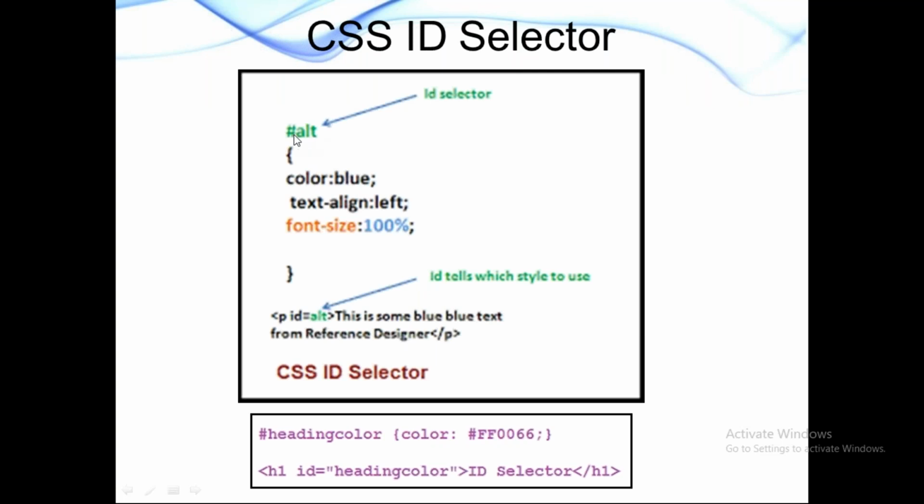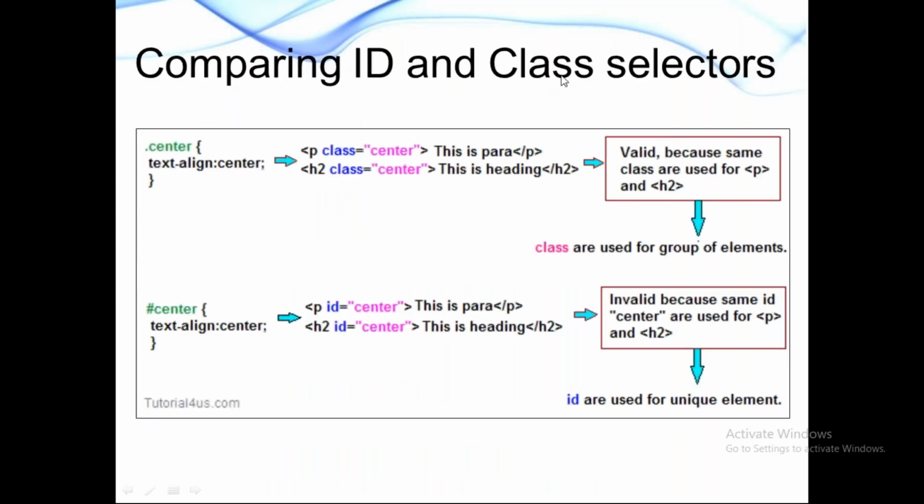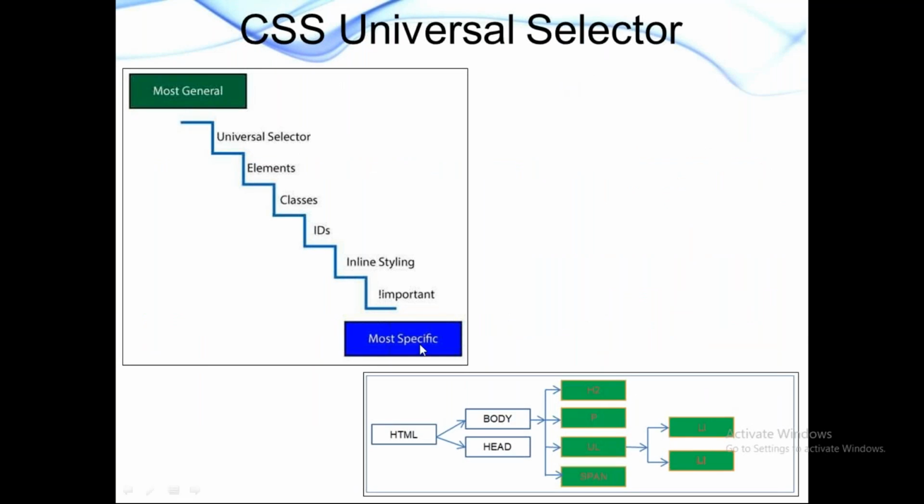Then you have the ID. ID starts with a hash. Okay, fine. ID can be applied only to a single element in a web page. The class rules can be applied repeatedly. So when you say the very specific, you have inline styling and then IDs, classes, and the most general, that is when you want to select all the elements, you have the universal selector.